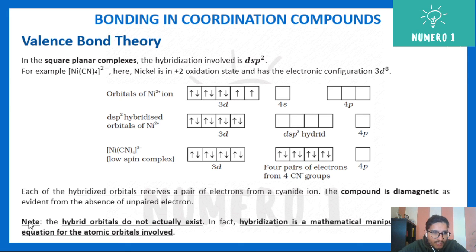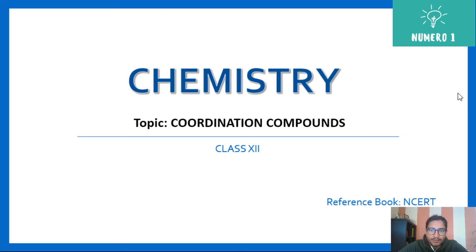Now note that the hybrid orbitals do not actually exist. I repeat, they don't exist. It's just a mathematical model. In fact, hybridization is a mathematical manipulation of the wave equations for the atomic orbitals which are involved. So it's just a hypothetical scenario that this is what is happening. It's a theory, and that's it. Okay, thank you.